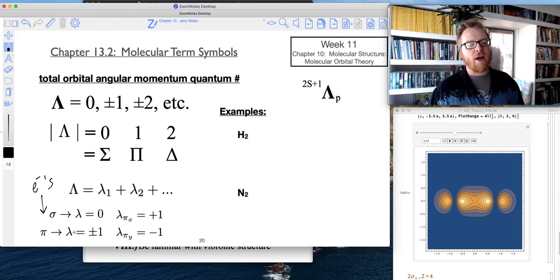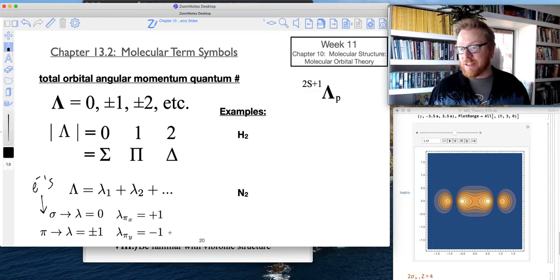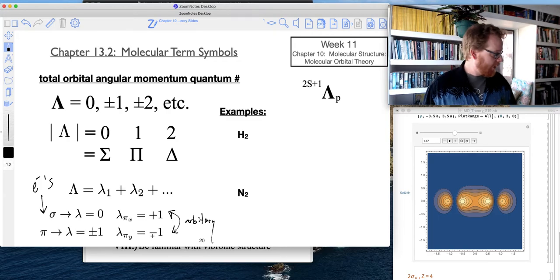When we have pi electrons, lambda can be plus or minus 1. And it's arbitrary which one we pick as plus or minus 1. But what's important to note here is if we put something in the pi x, we'll call it plus 1. And if we put something in the pi y, we'll call it minus 1. I could switch these if I want to. It's arbitrary. But what's important is, however I decide I'm going to do it, if I call pi x plus 1, I have to call pi y minus 1. Okay, that's really important.